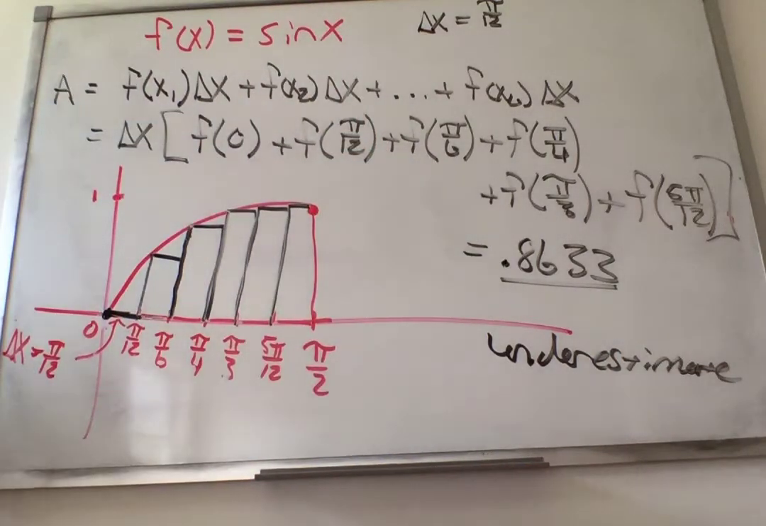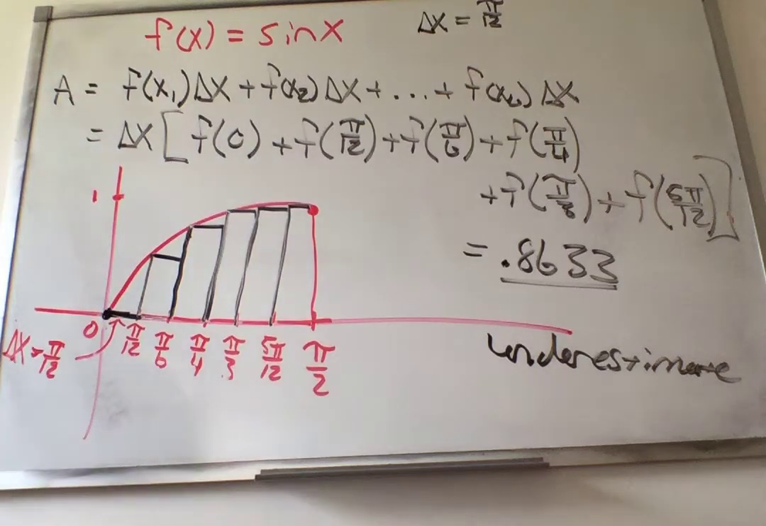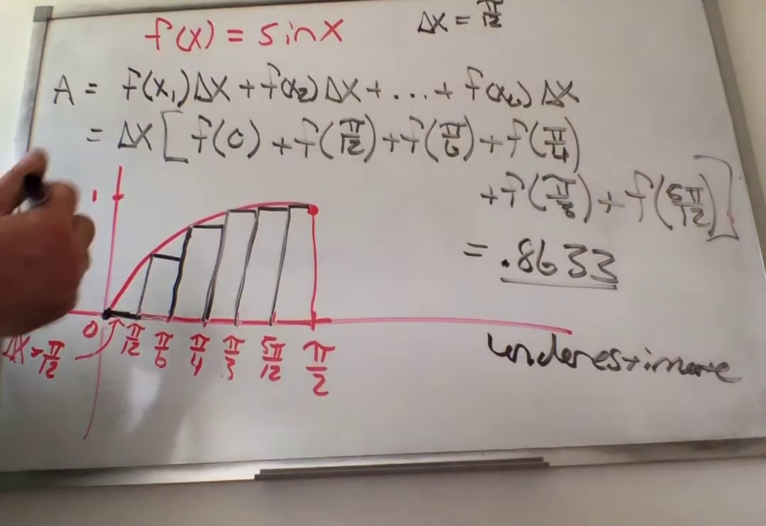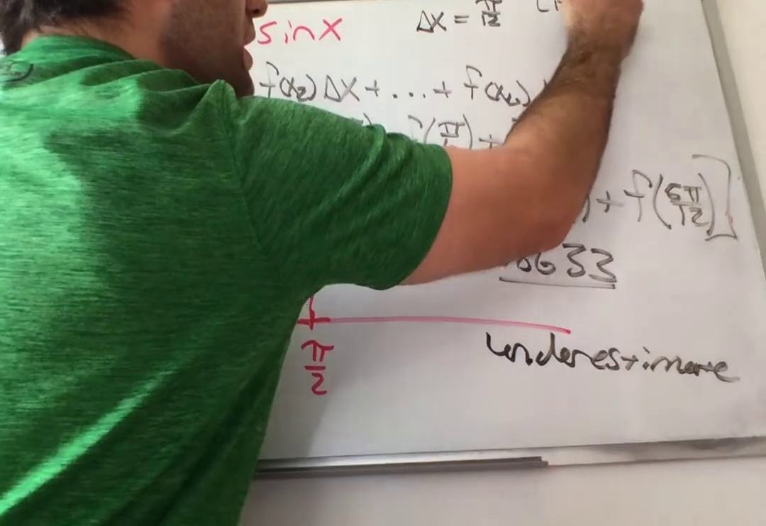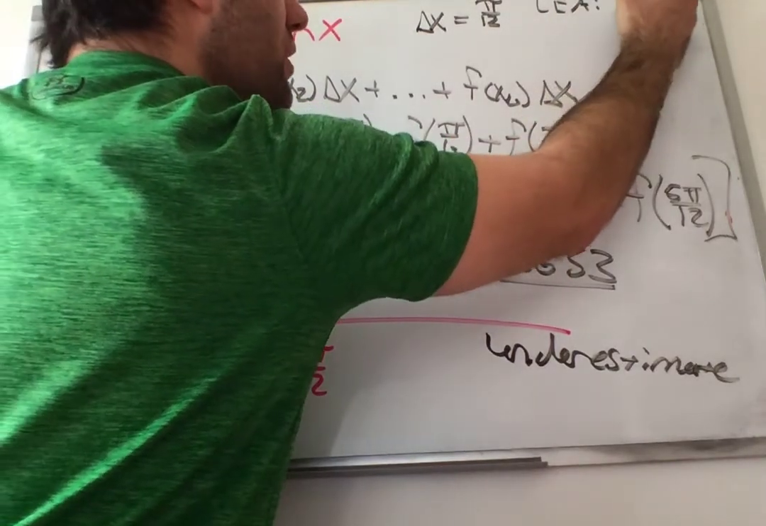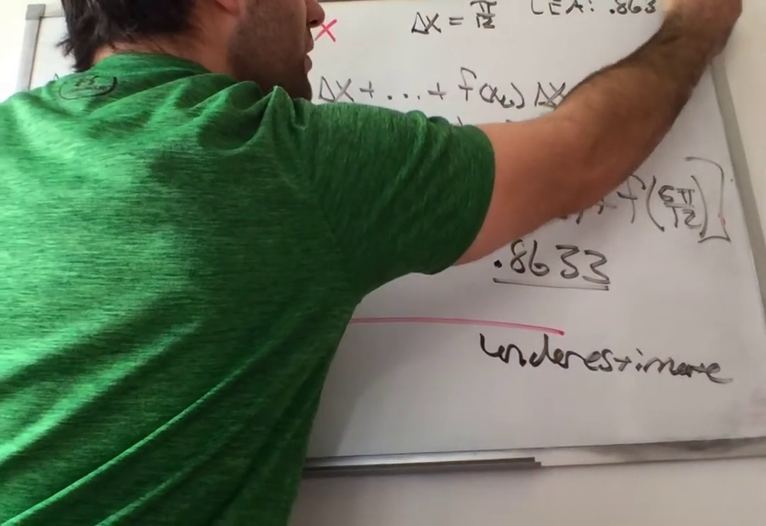Now, don't automatically think a left endpoint approximation is going to give you an underestimate. It can give you an overestimate as well. It just depends on the function itself. In this scenario, it just so happened the left endpoint gave you an underestimate, and when we do the right endpoint, it's going to give us an overestimate. So the left endpoint approximation was 0.8633.